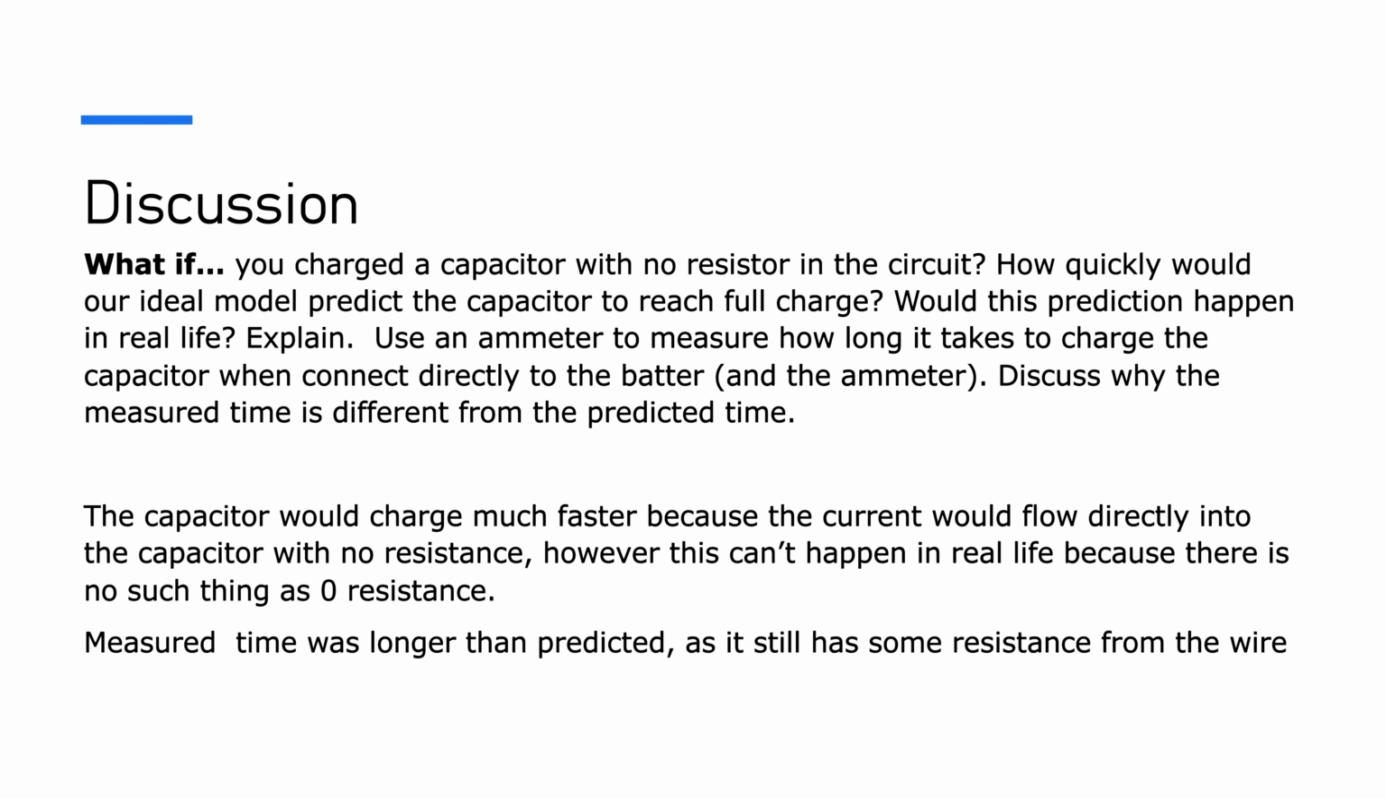For the discussion: if we charge a capacitor with no resistor in the circuit, how quickly would our ideal model predict the capacitor reach full charge? We predicted it would charge much faster because it would flow without any resistance almost instantly. However, this can't happen in real life because there's no such thing as zero resistance. The measured time was much longer than the predicted 0, as there was resistance from the wire also.